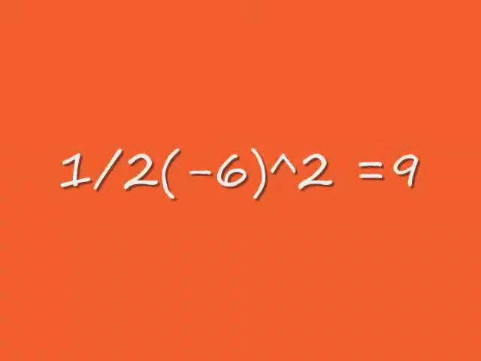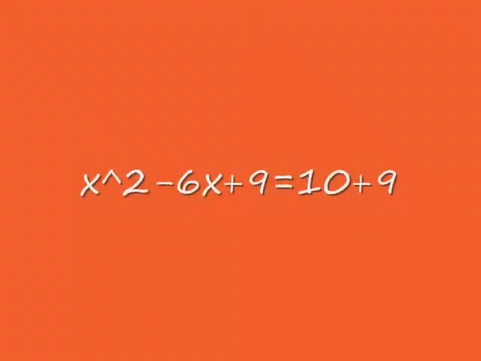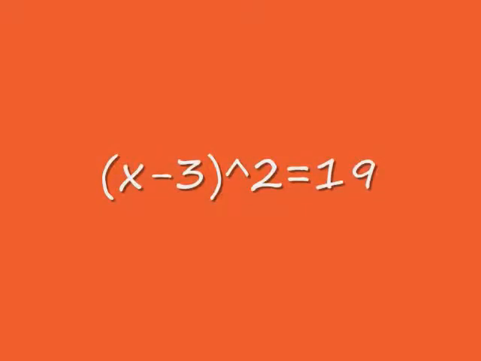What you do here is you take b, which will be negative 6, and you divide it in half and then square it. So dividing negative 6 by 2 would be negative 3, and squaring that would be positive 9. So you add that to both sides of the function to where we would have x squared minus 6x plus 9 equals 10 plus 9. If we factor what's on the left side of the equation, we'll have x minus 3 squared is equal to 19.